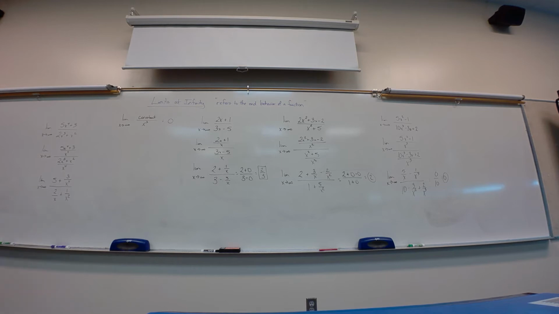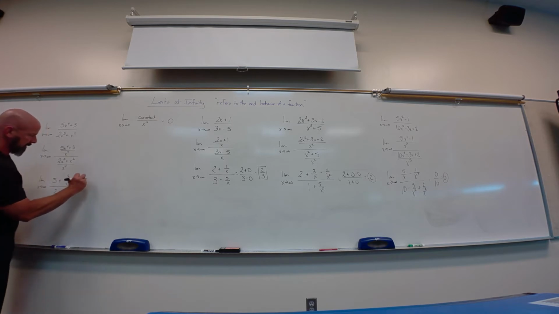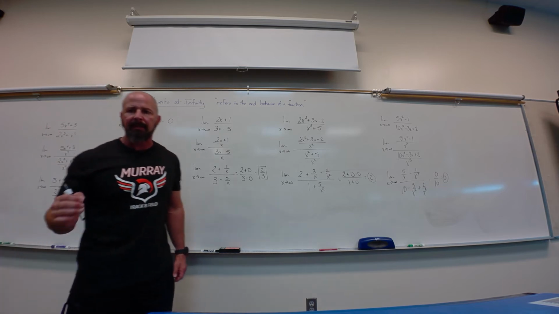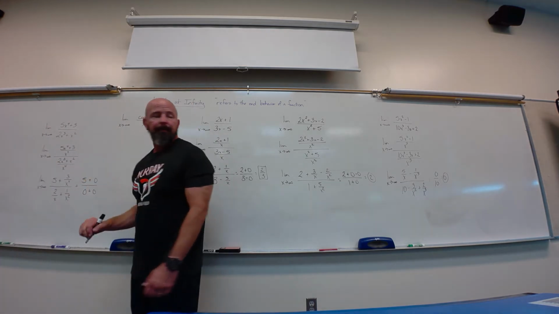And now, if I simplify this piece down, I end up with a 5 on the top. It had 5 plus 0 on the top, and on the bottom, 0 plus 0. Right? And this is where we have to really pay attention to what's going on. So up here, this would be 5 plus 0 over 0 plus 0.